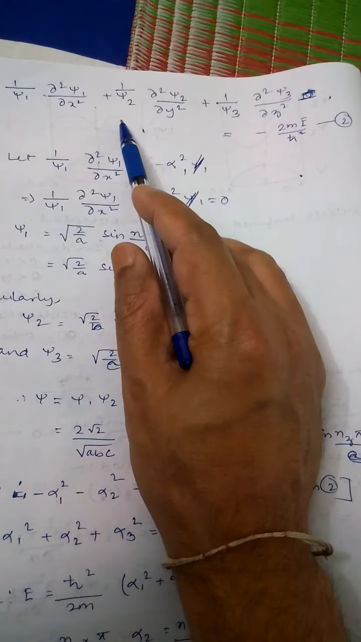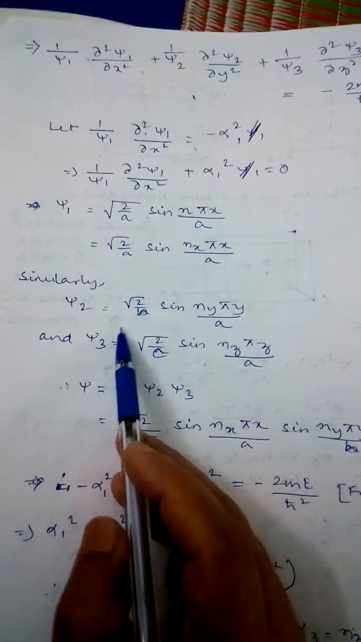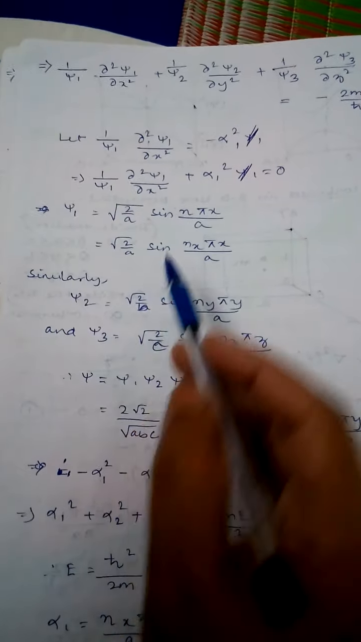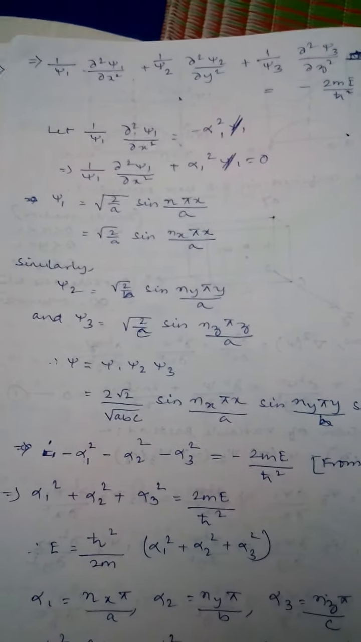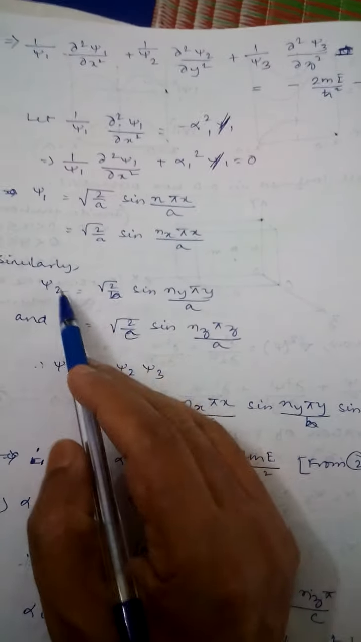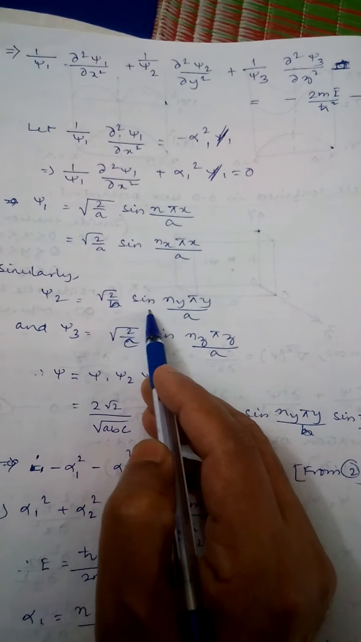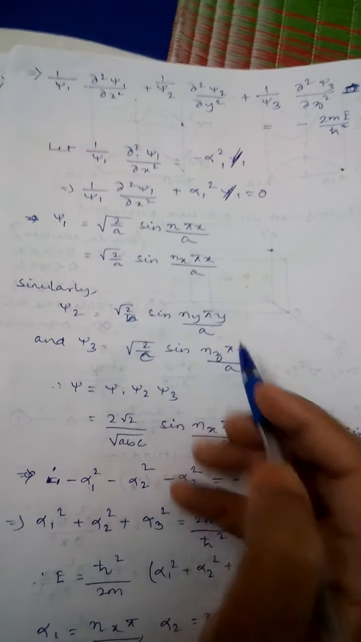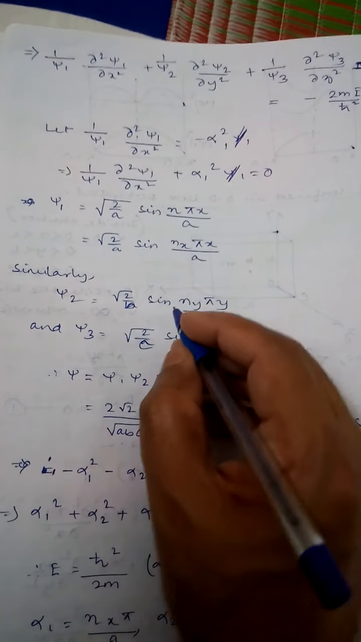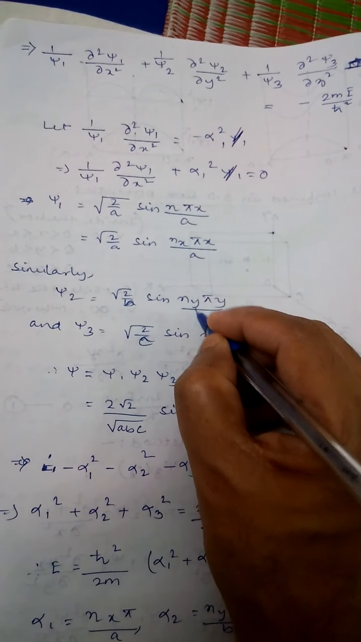Similarly, for the second term, 1 by psi 2 del square psi 2 by del y square, we have considered this to be minus alpha 2 square. So we will have a similar expression. This is also analogous to the one dimensional box potential problem, and directly we may write the solution psi 2 equals root over 2 by b, since it involves b, sine of ny pi y by, sorry, that should be b, please make a correction, that should be b.